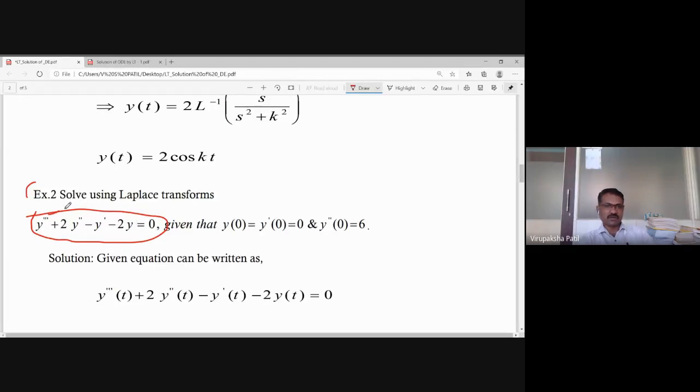Given that it is third order, how many conditions do they have to give? They have to give y at t equal to 0, y dash at t equal to 0, and y double dash at t equal to 0.